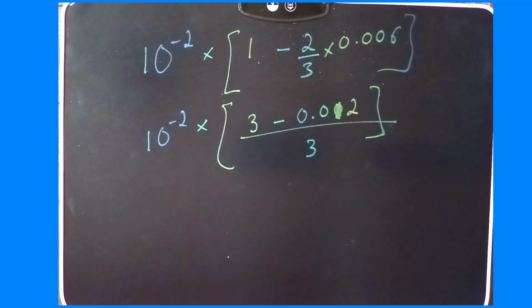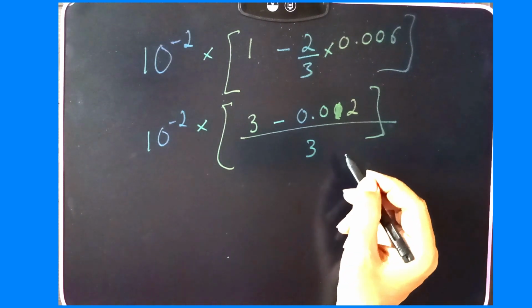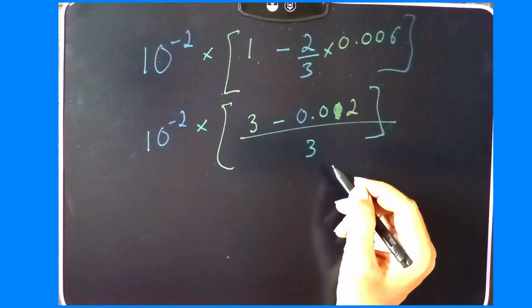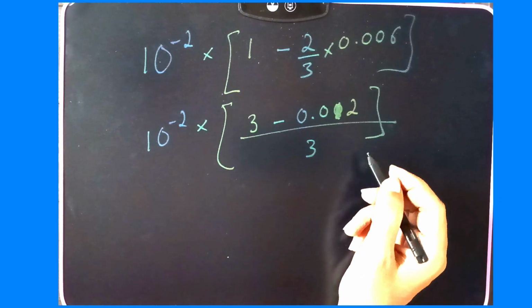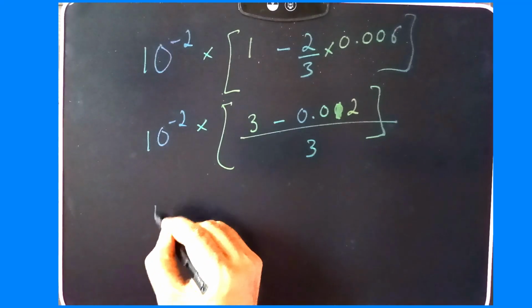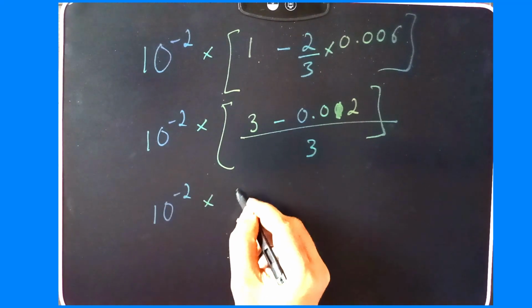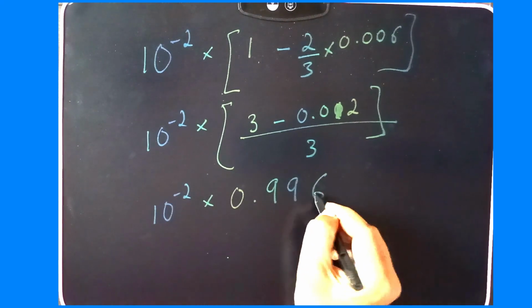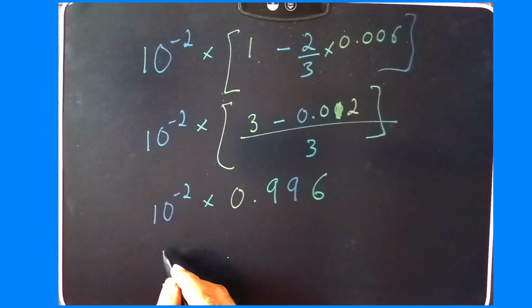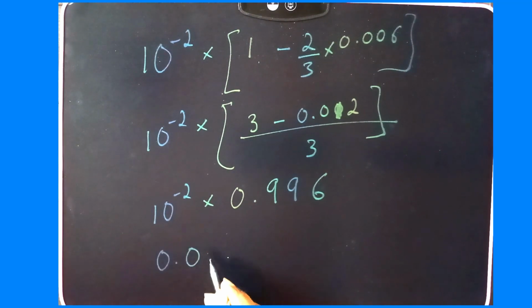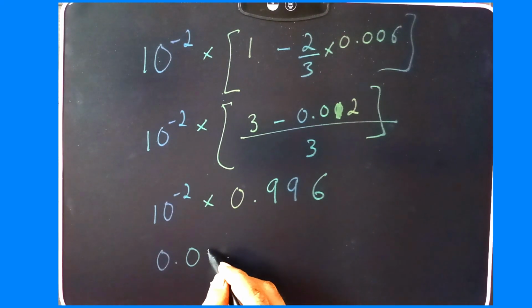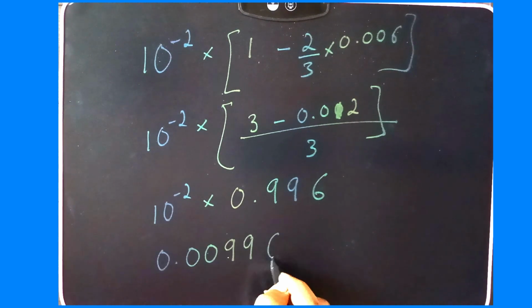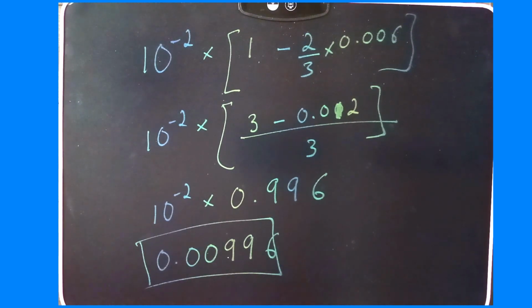Just trying to use a calculator. 1 minus 0.012 divided by 3, this equation here, you'll get 10 raised to power of minus 2 multiplied by 0.996. So when you multiply with 10 raised to power of minus 2, you'll get 0.0, what will you get? You have a raised to minus 2, right? So you'll get 2 zeros here, 0.00996. This is your answer. This is your actual value.